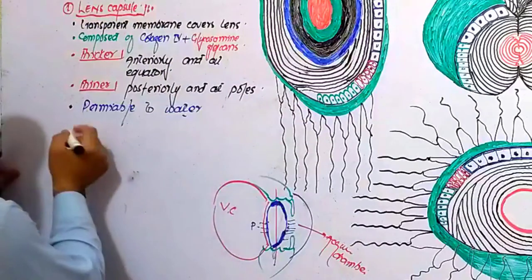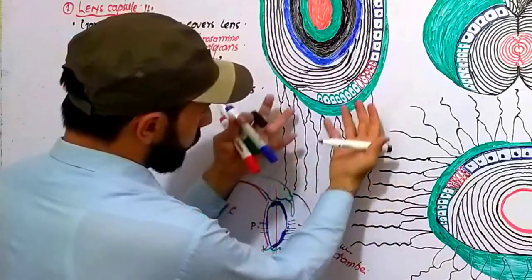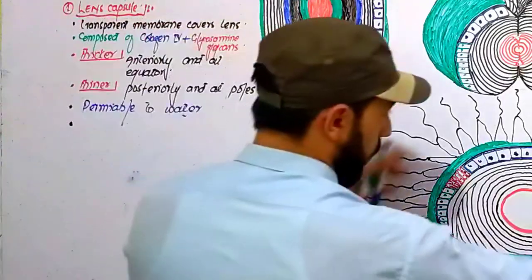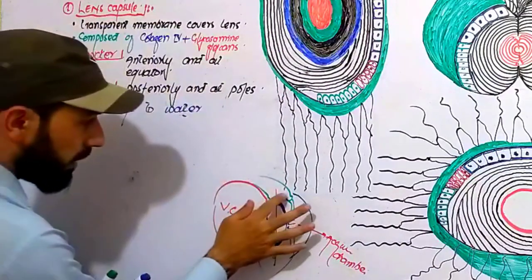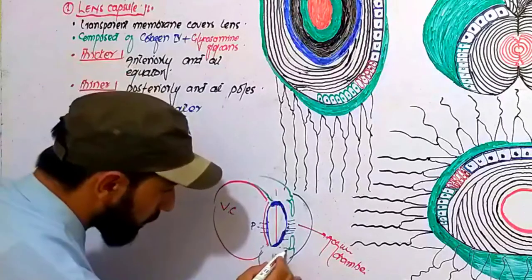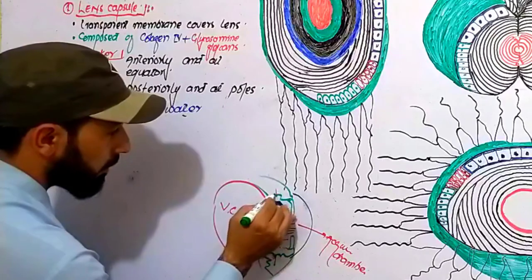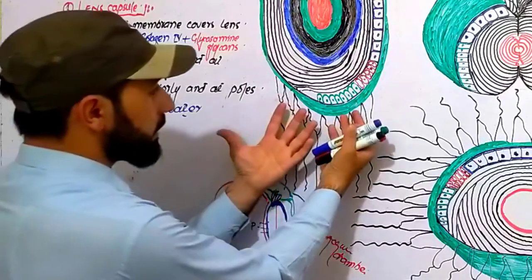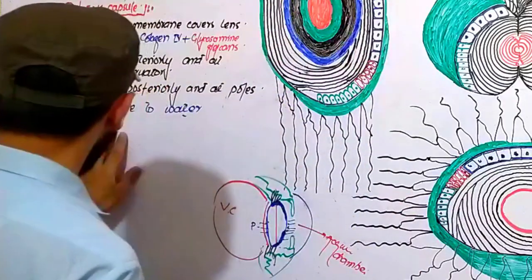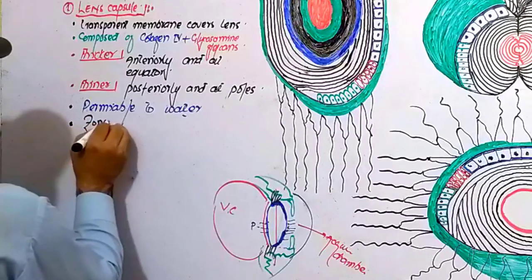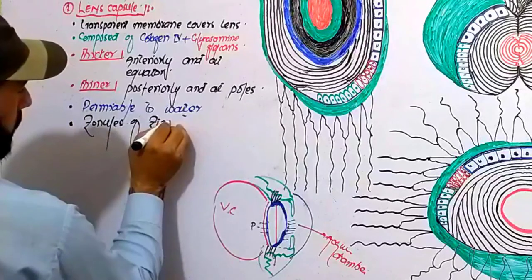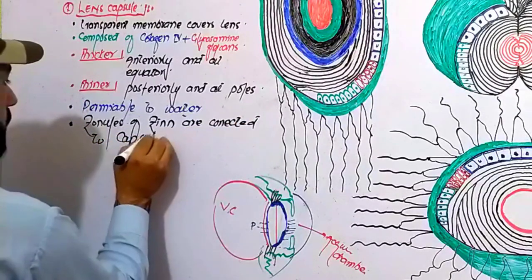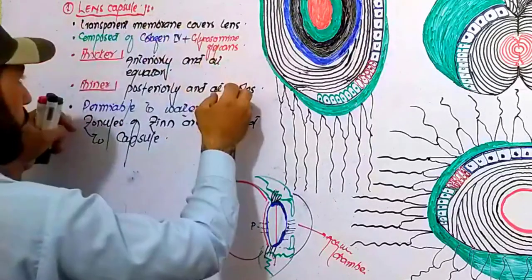Okay, sir. And then the important point about the lens is that you can see here these zonules, right? These fibers, suspensory ligaments, are attached to the lens. You can see here and on all the sides. And these suspensory ligaments help the lens with the ciliary processes of your ciliary body. For example, this is your ciliary body here, and this is your ciliary body here. So these are the suspensory ligaments or zonules of Zinn, which are connected to the capsule of your lens, right? So we say zonules of Zinn are connected to the capsule, right?